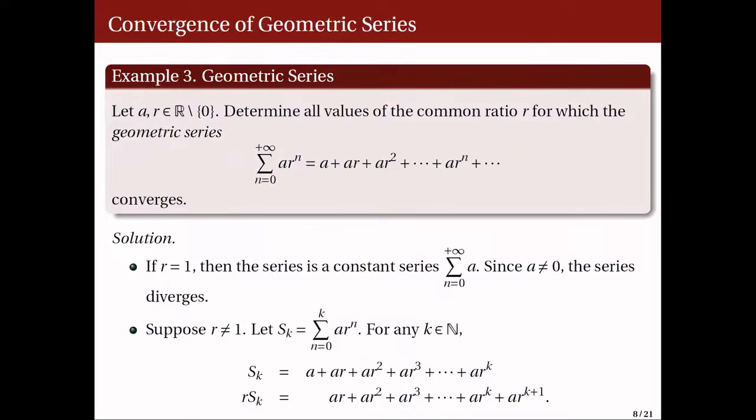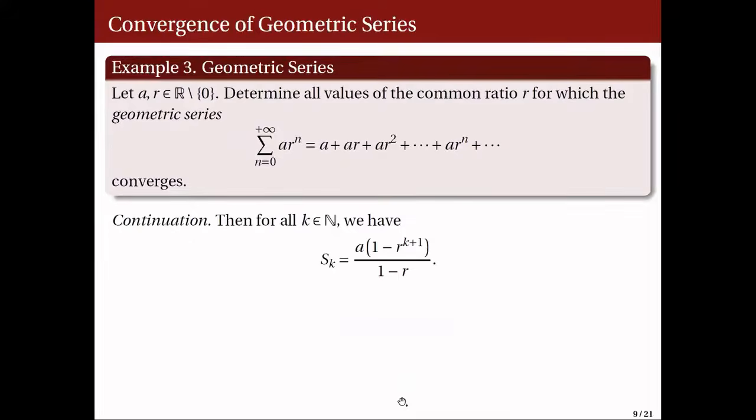Multiplying r to the previous equation, we have the following. And getting the difference, we have s sub k minus r times s sub k. And getting the difference on the right-hand side, notice that the terms here will cancel out, leaving us with a minus a times r raised to k plus 1. Subtracting the previous two equations and isolating s sub k, we get the following equation.